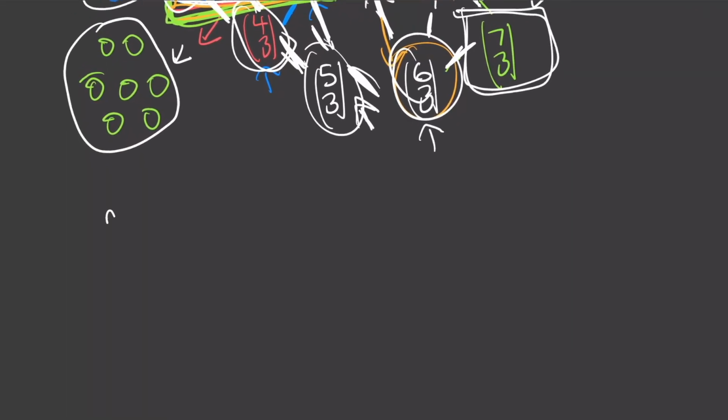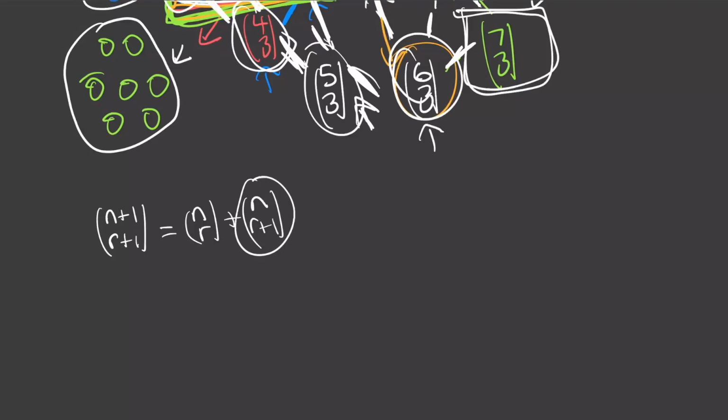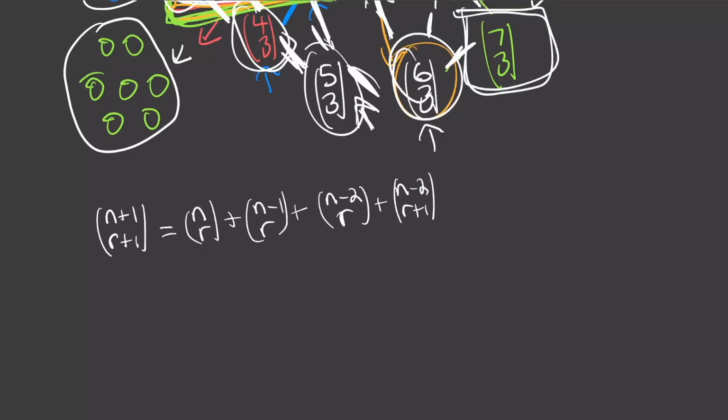Well, if I have n plus 1 choose r plus 1, then I Pascal break that down into n choose r plus n choose r plus 1, that's just Pascal. Then I can Pascal break down this term recursively into n minus 1 choose r plus n minus 1 choose r plus 1. Then I Pascal this one into n minus 2 choose r plus n minus 2 choose r plus 1, and I just keep on going.